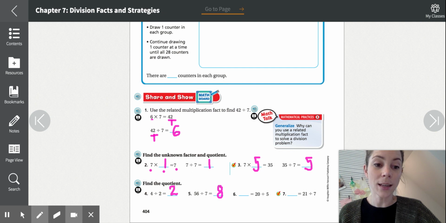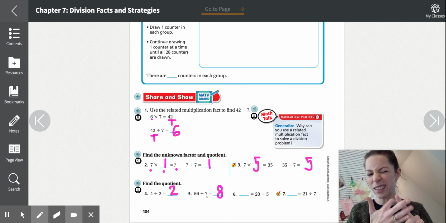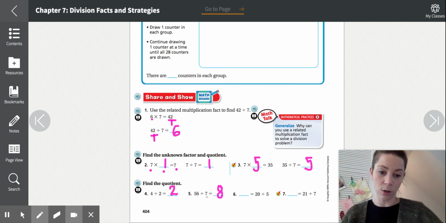If you didn't get 8, then you need to use one of those strategies I just said, especially for these harder ones that have bigger numbers and have factors of like 7s, 8s, and 6s. Those are the ones that we're usually the most unsure of.